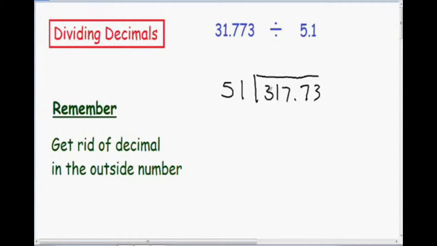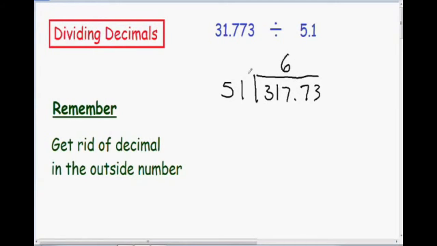51 goes into 3 0 times, since 51 is bigger than 3, so we'll move to the next digit. 51 goes into 31 0 times, since 51 is bigger than 31, so we'll move on to the next digit. 51 goes into 317, how many times? Well, we know that 50 goes into 300 6 times, so I'm going to guess that 51 goes into 317 about 6 times.